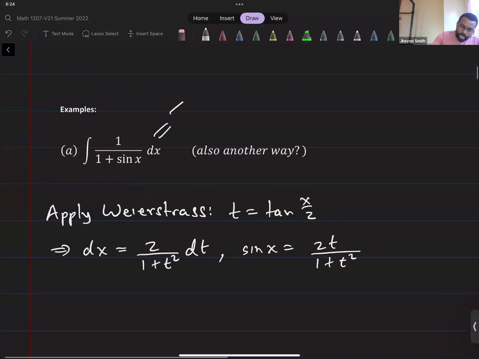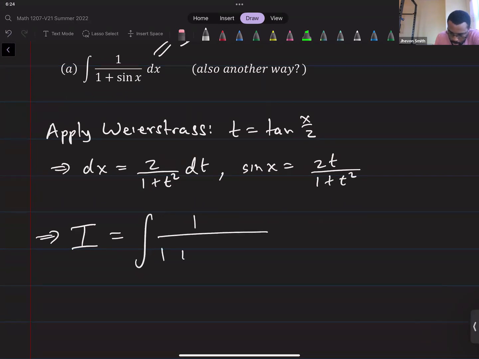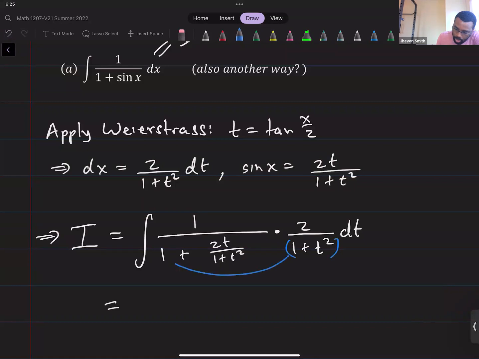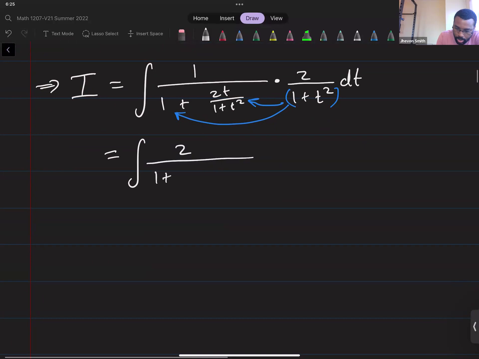And so if I call this I, this will be the integral of 1 divided by 1 plus sine, which is 2t over 1 plus t squared, times dx, which is 2 over 1 plus t squared dt. Now I'm going to simplify this, take this 1 plus t squared, and then multiply out the denominator. So this is going to become the integral of 2 divided by 1 plus t squared plus 2t. Now, of course, that's just t squared plus 2t plus 1. That actually factors.